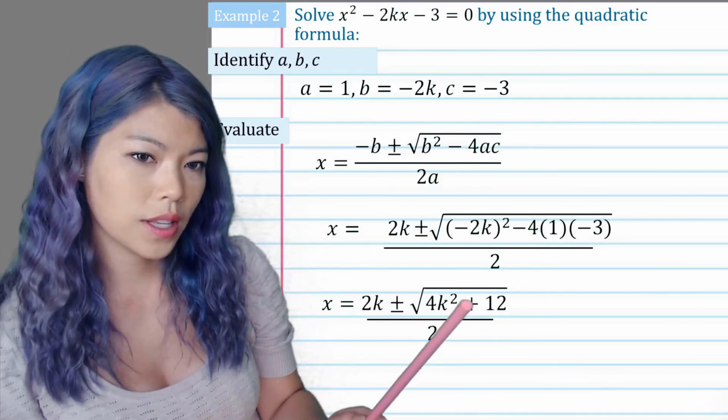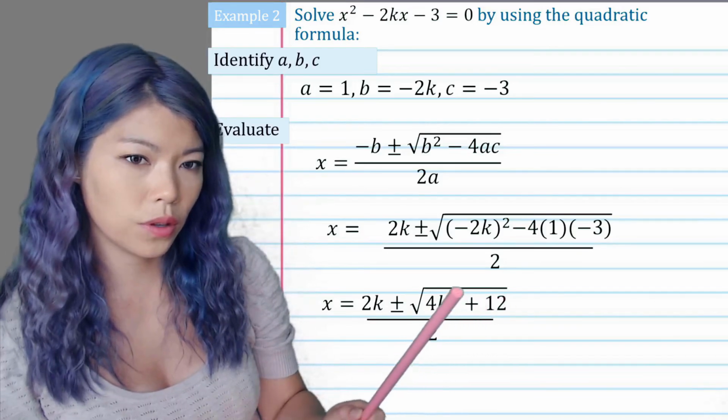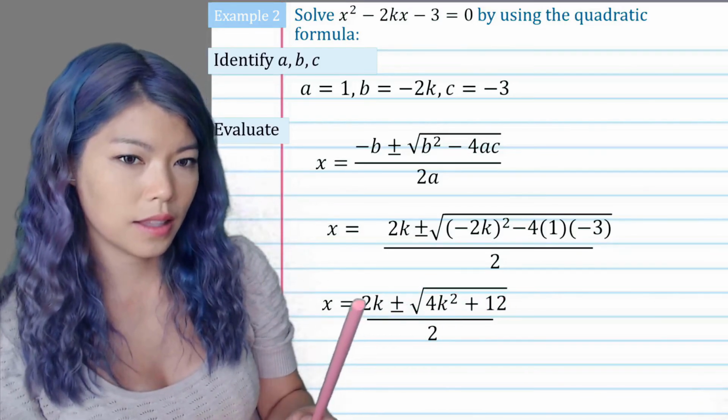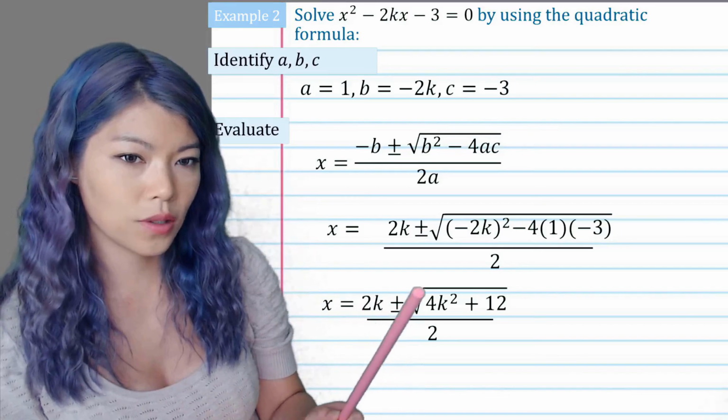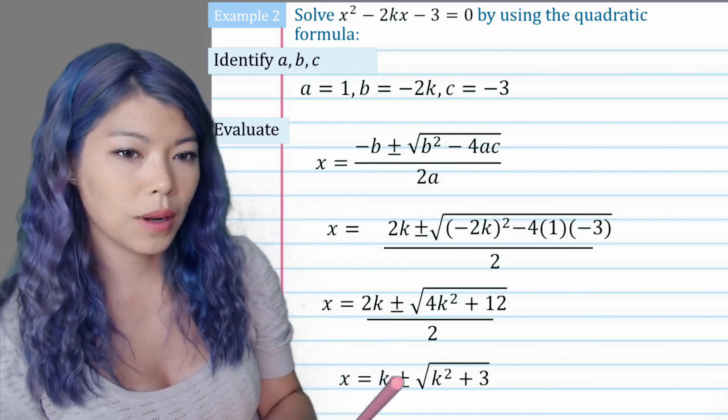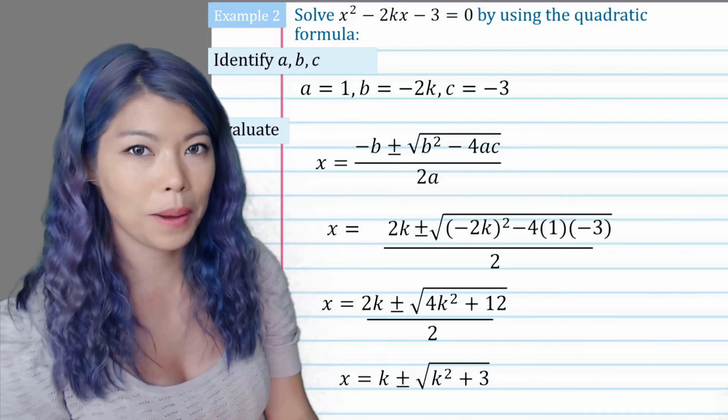And then we notice that we can take the 4 out of the square root to get a 2 there. And since there's a 2 there and a 2 there, we can cancel the 2s. So we have x is k plus or minus square root of k squared plus 3.